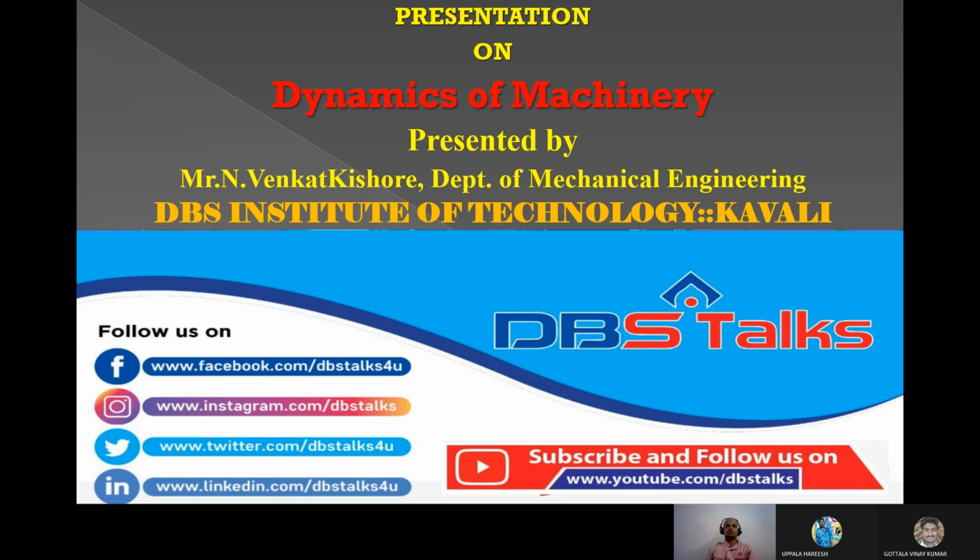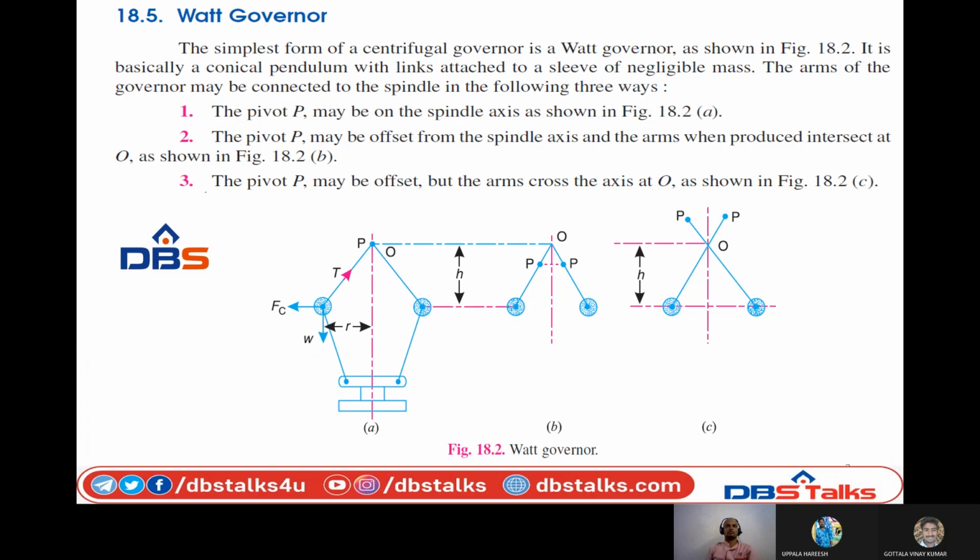So in today's class we are discussing the Watt governor. What is the Watt governor? Watt is a scientist's name, so the governor is named after Watt. It is a very simple form of centrifugal governor, the basic governor. It was first invented by Watt for the purpose of fuel supply, in the initial stages, so it is called the Watt governor.